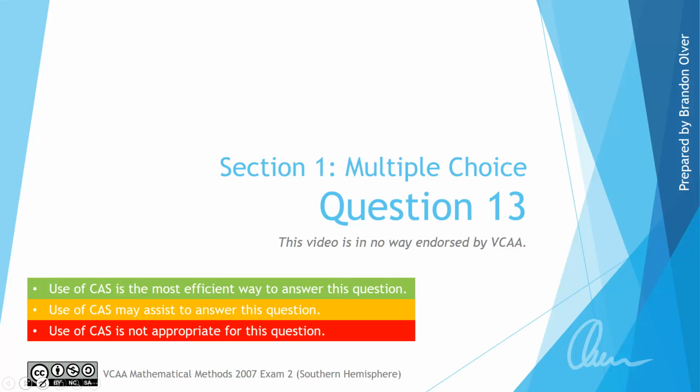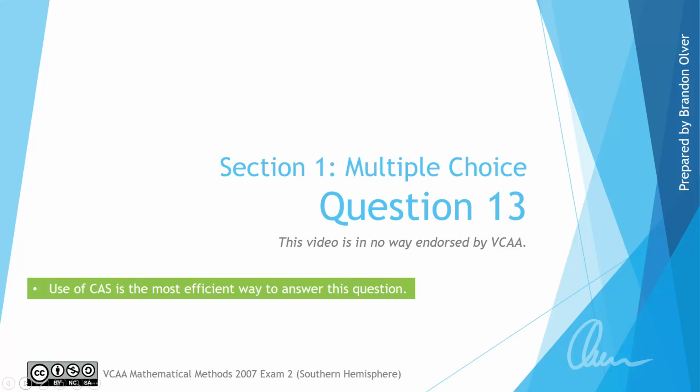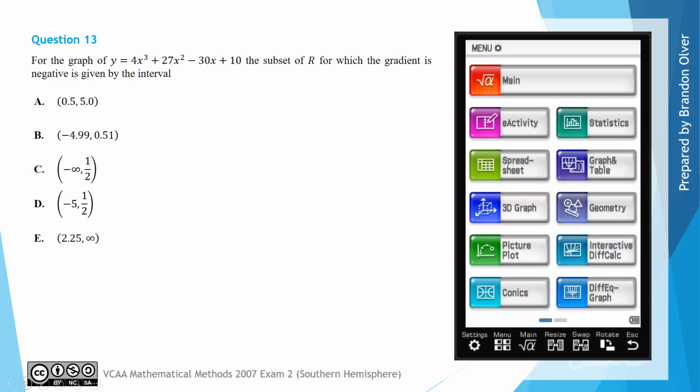And now before we move on, I'd just like to point out that the use of a CAS calculator is an efficient way to approach this question. So for question 13 we have for the graph of y equals 4x cubed plus 27x squared minus 30x plus 10, the subset of R, the real number system, for which the gradient is negative is given by the interval, and it's one of the following 5 options.